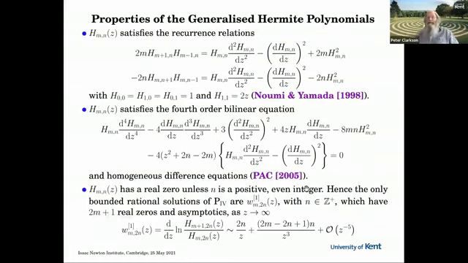It also satisfies some homogeneous difference equations as well. And it has a real zero unless n is positive. So only one of these sets of solutions has some bounded rational solutions. You need to have the first set, of the form n times 2n. And then you can actually have bounded solutions, and these decay as you go to infinity.